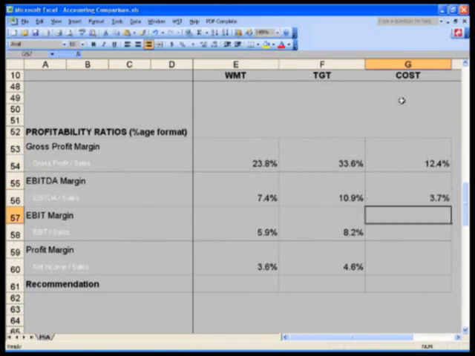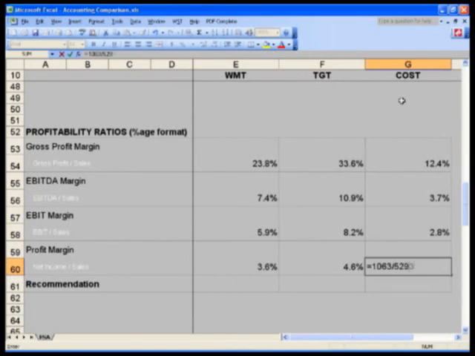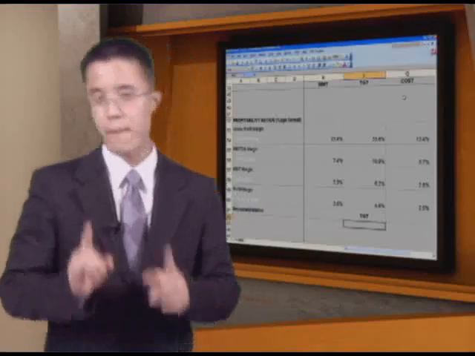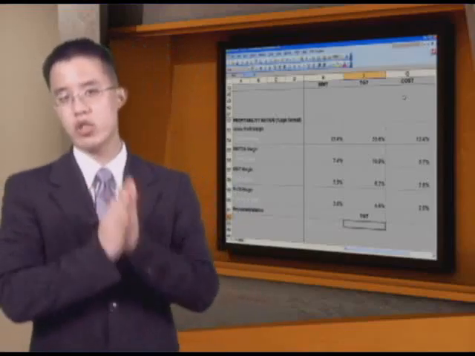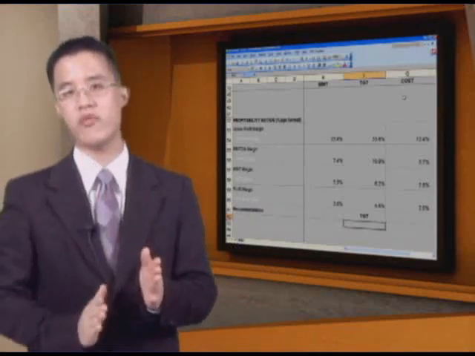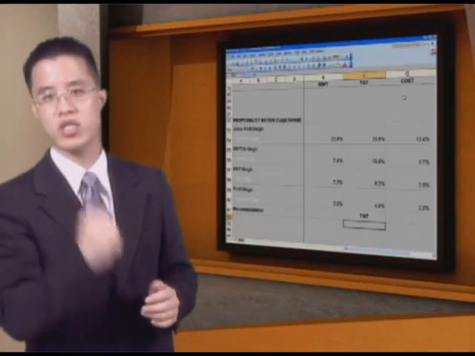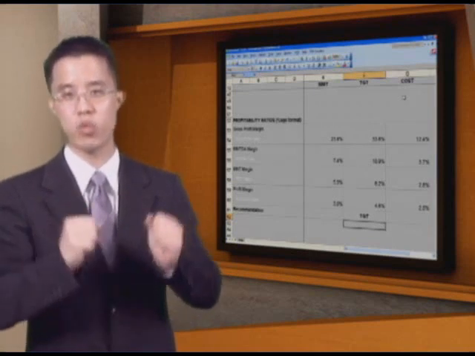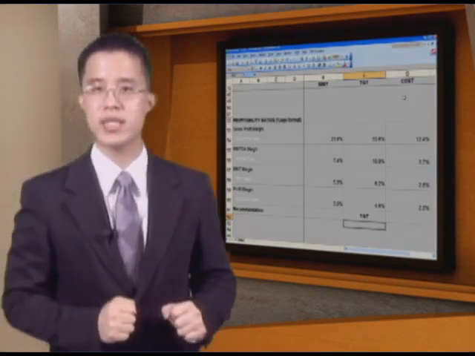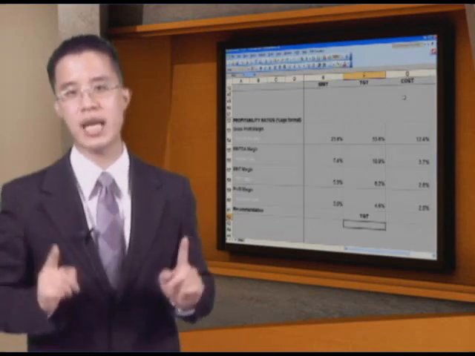Costco's gross profit margin equals 6,588 over 52,935, their total revenue number. That gets us 12.4%. That is significantly lower than our other two competitors. EBITDA margin equals 1,952, their EBITDA, divided by the same 52,935 of total revenue. That gets you an EBITDA margin of 3.7%. Well, folks, that is significantly lower. Costco EBIT, operating income, is 1,474 over the same number, 52,935 of revenue, 2.8%. Profit margin equals 1,063 divided by the same 52,935. Folks, it is pretty clear to me here that Target is going to be the winner.